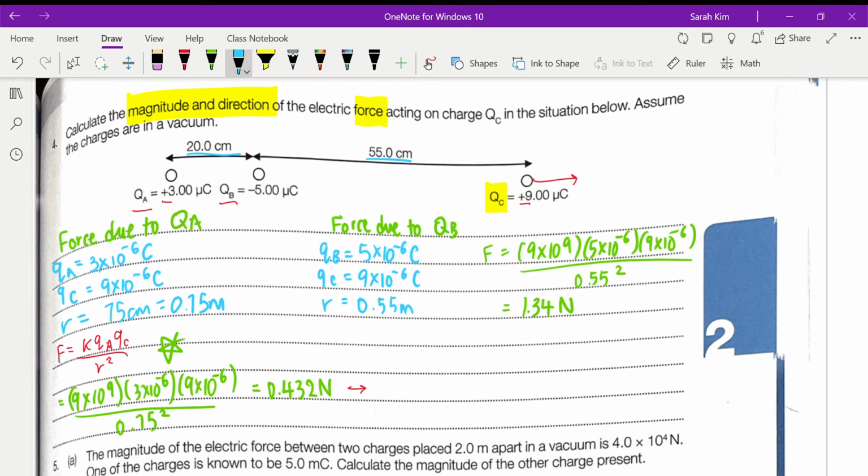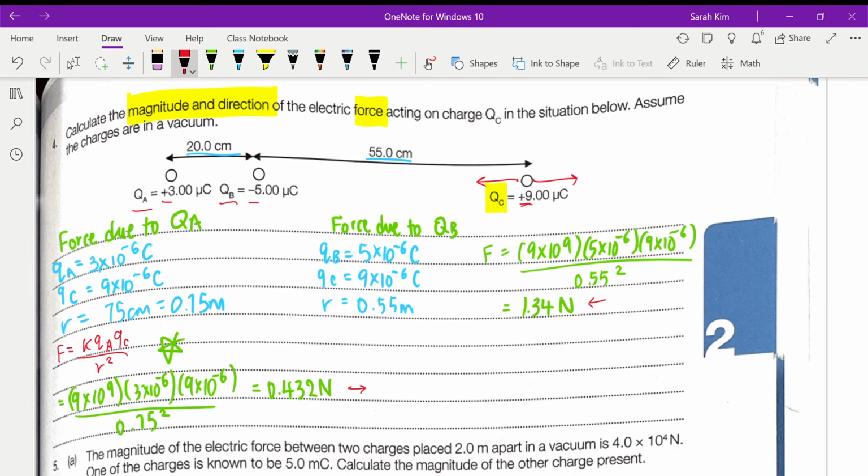Now, we've got to figure out the direction, don't forget that. Have a look, it's a negative and a positive, so are they going to repel or attract? Hopefully you understand that they're going to attract to each other, so this one is going to go that way. So it's going that way.